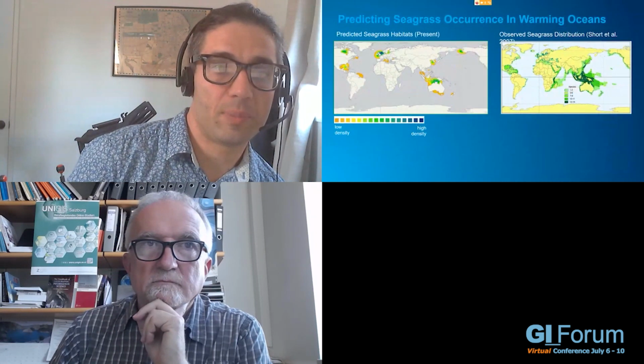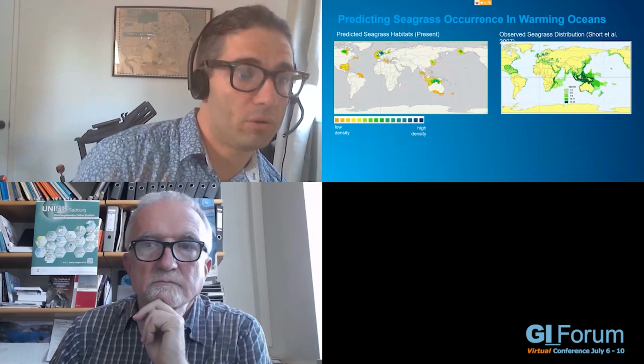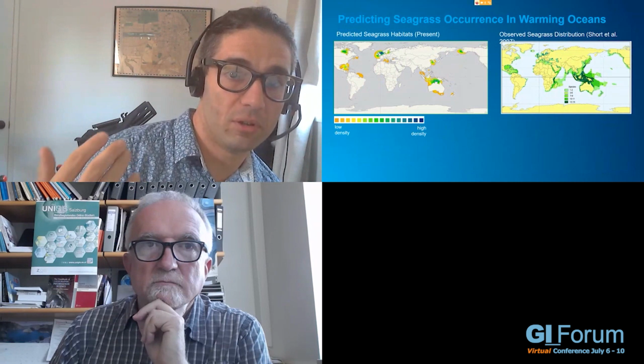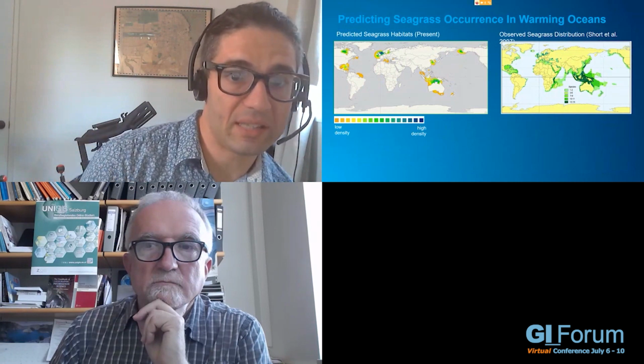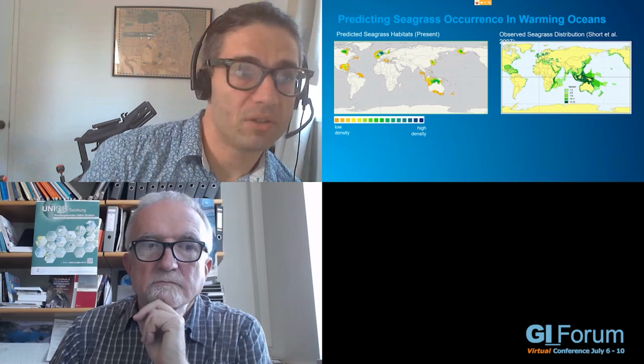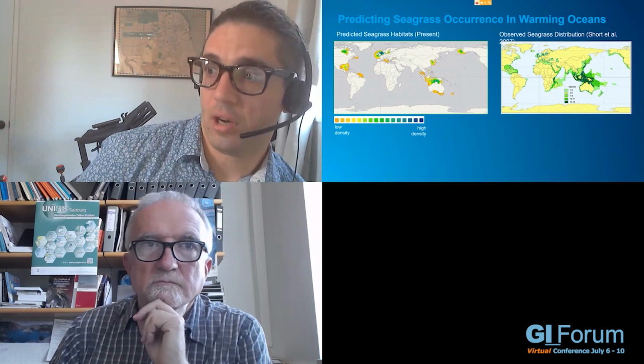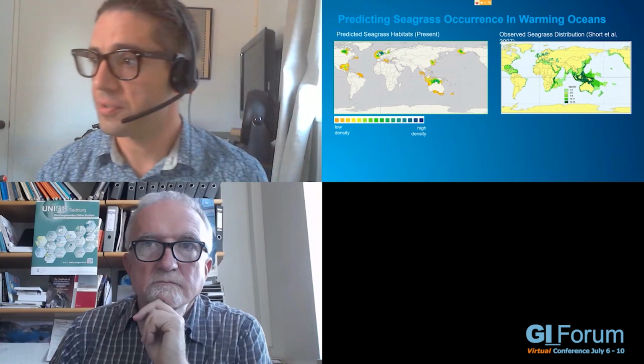Here, actually, we do a spatial-temporal study, and on the left is the prediction of our algorithm, and on the right is an empirical mapping of these seagrass species. In terms of abundance, you actually see that we are matching quite closely to the observations.